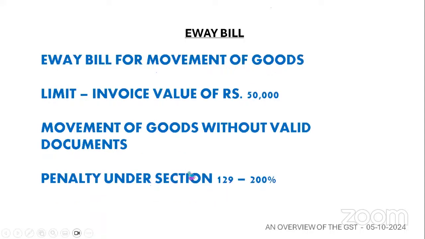E-way bill. E-way bill is a concept where the government doesn't want any transaction to escape from the taxes. Now the statutory limit fixed for this purpose is 50,000 rupees. The concept is very simple.